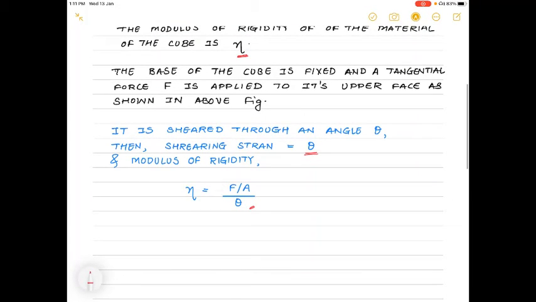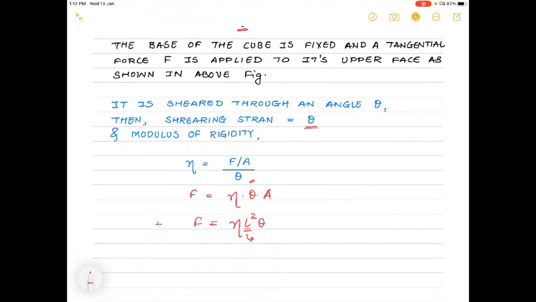Now from that we can find out force F will be equal to eta into theta into A. Therefore F is equal to eta L square theta. Why? Because L square is the area of each face of the cube. Therefore, since A is equal to L square, F becomes eta L square theta.